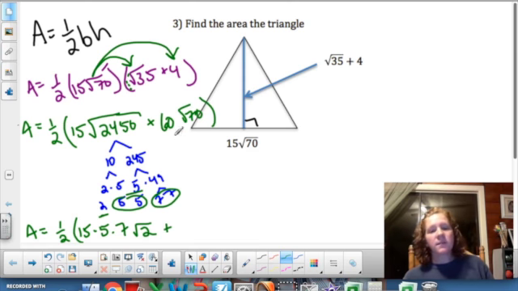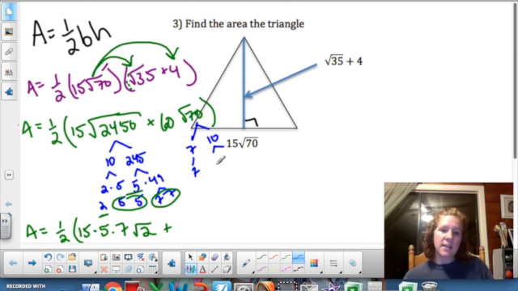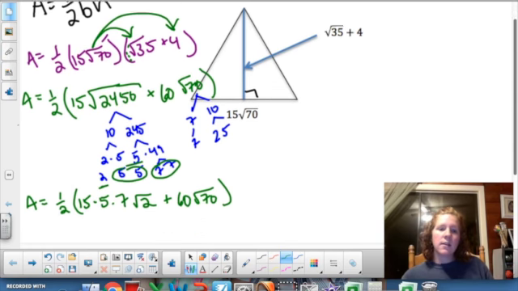And then over here, let's check and see real quick if 70 can be simplified. 70 is definitely 7 times 10. And 7 is prime, so there's nothing else I can do. 10 is 2 and 5. So I don't have any pairs there, which means I get to just keep this as 60 root 70 and then close my parentheses. All right.